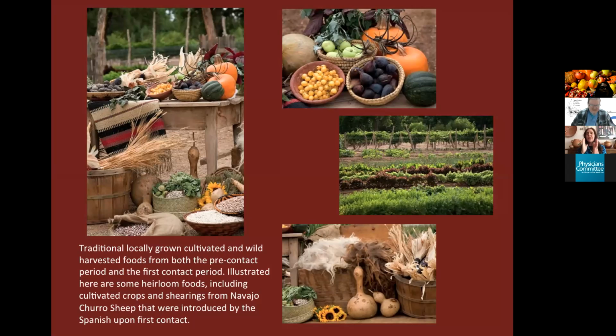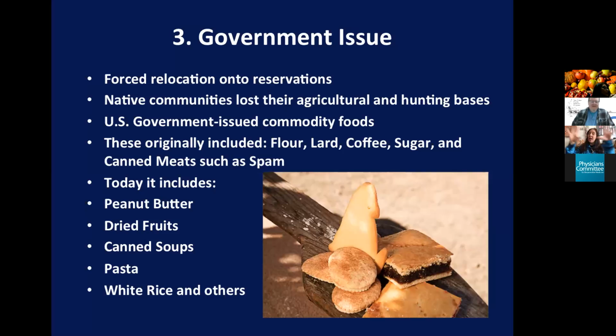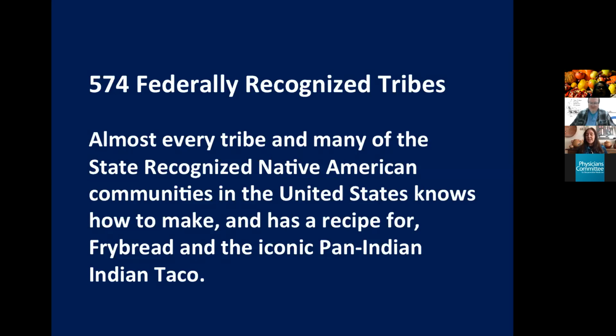So that pre-contact, first contact period, two distinct periods in our native foods history. And then the government issue. So this was forced relocation. A lot of native communities lost their agricultural and hunting base from this relocation. And if your heritage was that you did not lose your land, that land still shrunk. Less land means less access.